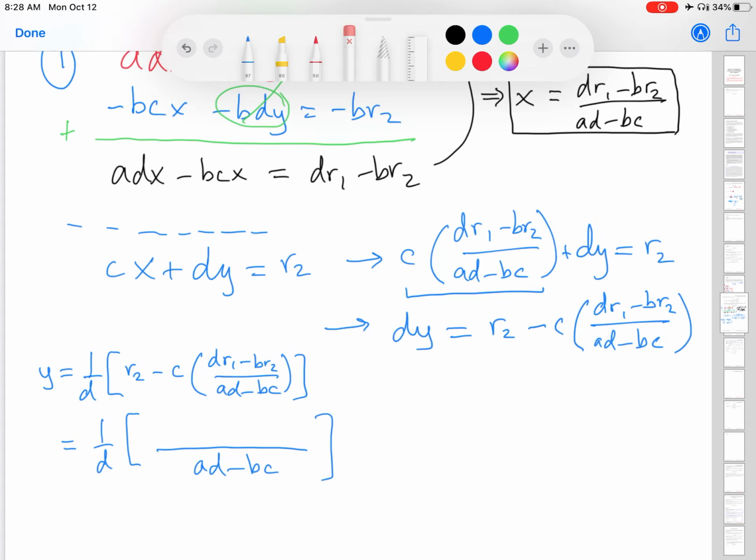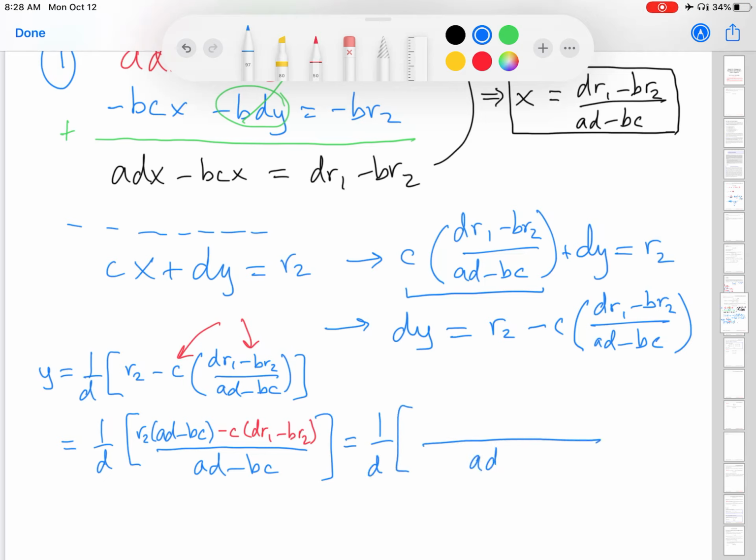So that's going to give me an R2 times AD minus BC here. And then I have this term left over, minus C times that. So minus C times dr1 minus br2. See, so we're already making progress, and we will keep going. So I will leave the denominator, AD minus BC, and then we're just going to start multiplying things out here.